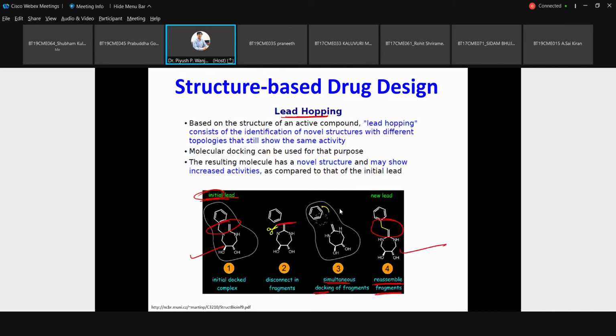So this is the purpose of molecular docking, that you can come up with so many different compounds which can show you a good amount of strength, and that can be considered as the best possible compound.